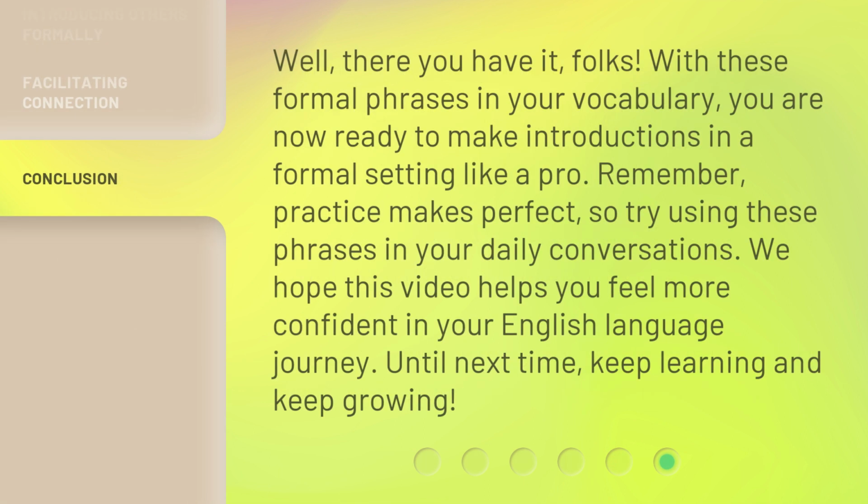Well, there you have it, folks. With these formal phrases in your vocabulary, you are now ready to make introductions in a formal setting like a pro. Remember, practice makes perfect, so try using these phrases in your daily conversations.